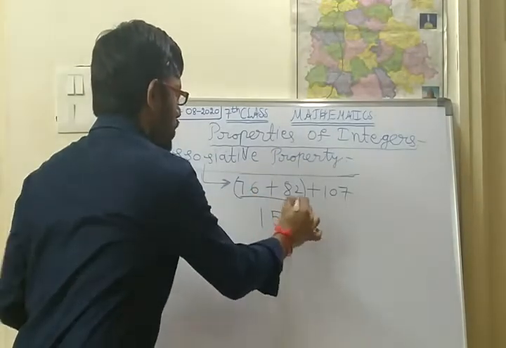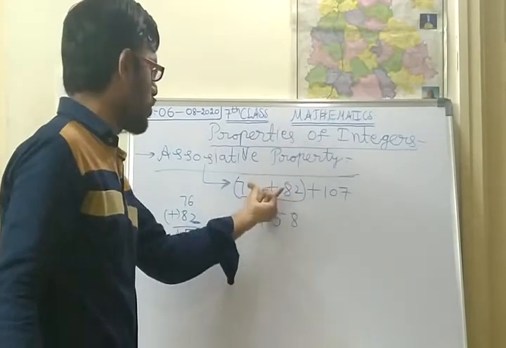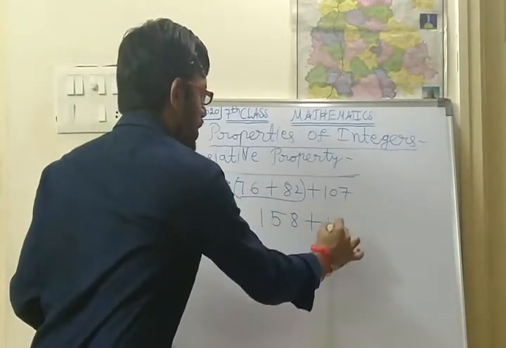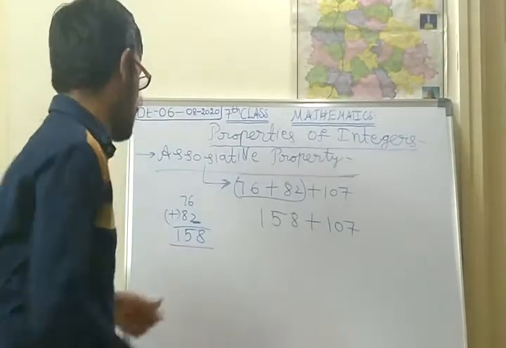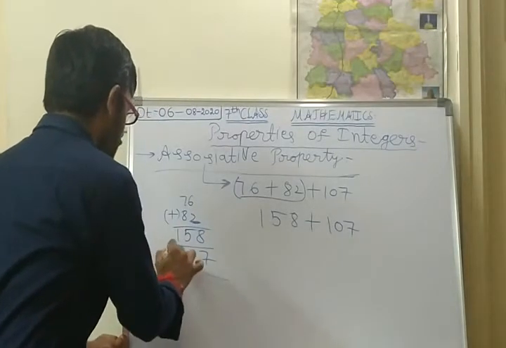So till now we have solved only these brackets. So to remove this bracket we have to solve this one. So now I have removed the brackets. So 158 plus 107. So now we have to add these 2 numbers. So 158 plus 107. We have to add these 2.